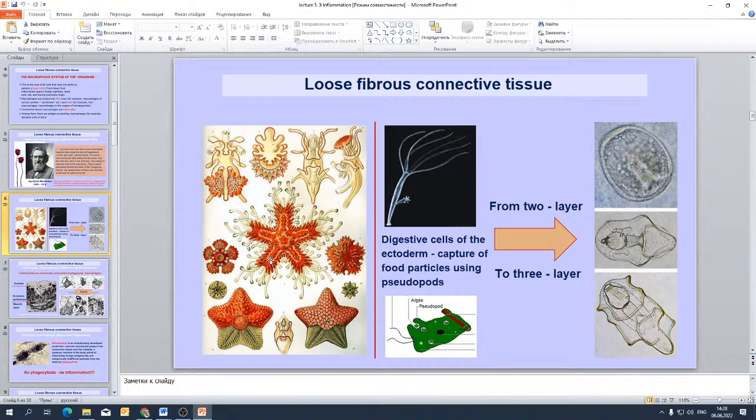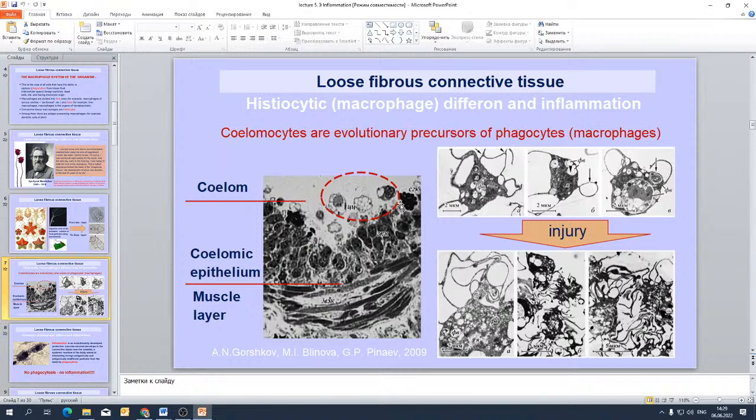In this there is inflammation, because there are cells similar to the macrophages of animals. For example, you know the macrophage, the histiocytic macrophage, and inflammation. For example, an injury happens in this, and changes form.